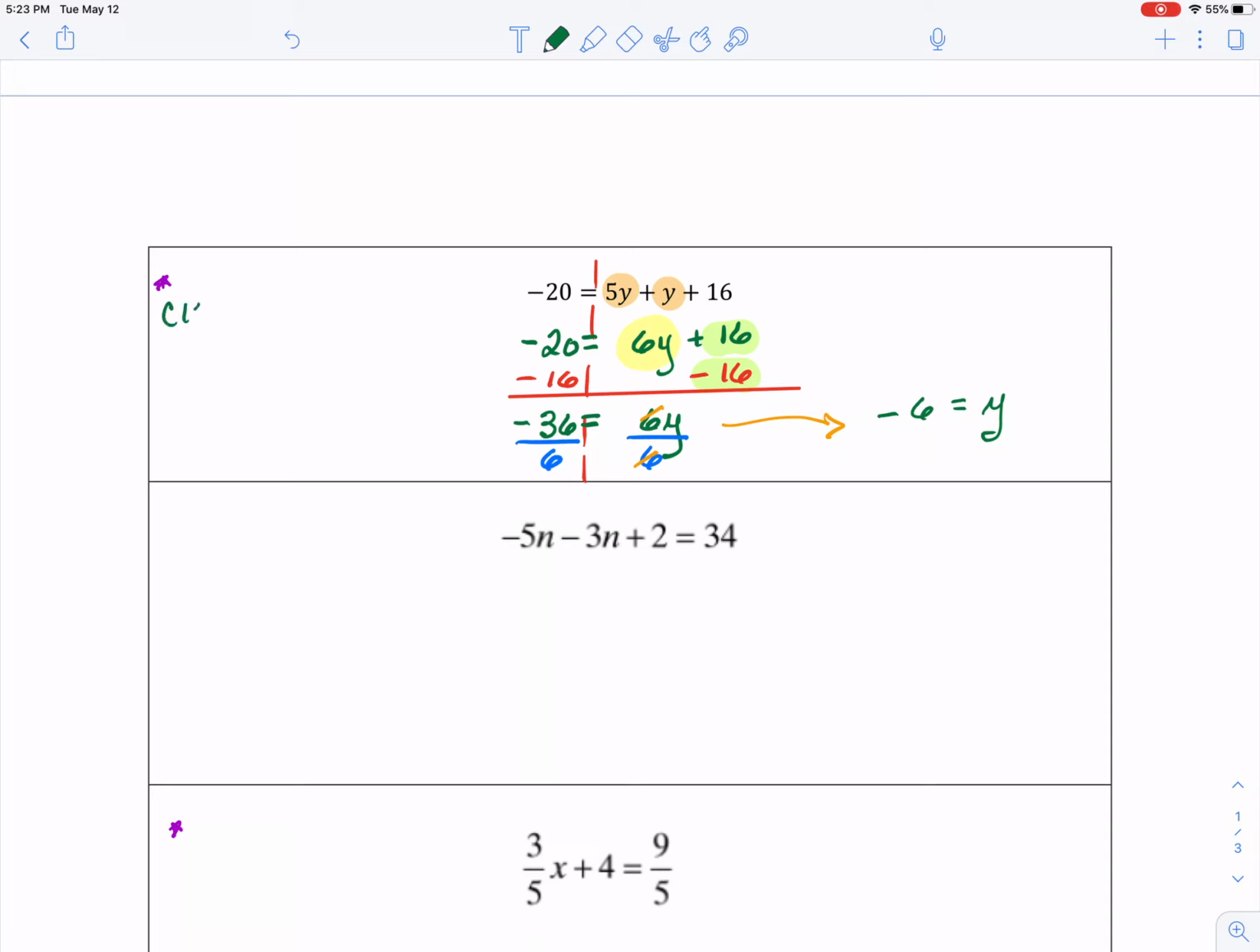Again, quickly, if you wanted to check this one, you would go back to the original equation, and everywhere you see a y, you would plug in your answer negative 6, and then you want to do the arithmetic to make sure you have something that's balanced on the left and the right.